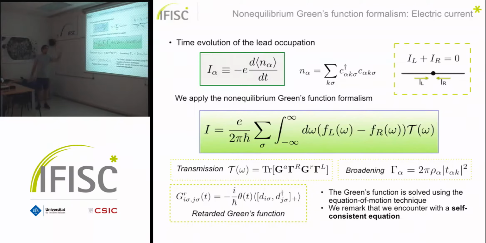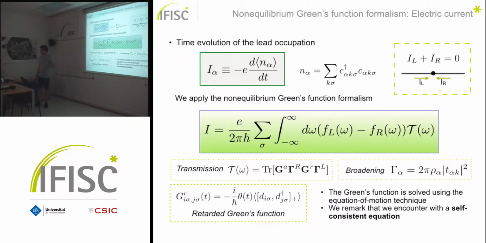With this, we try to compute the electric current. The electric current is defined as the evolution of the occupation in one of the reservoirs. We have chosen the left one, but anyway, the sum of both is equal to 0 due to Kirchhoff. Applying the Green's function formalism, which I'm not going to show in detail, we find this expression, which depends on the difference between the Kondo of the quantum dot, and this transmission, which depends on one function called the retarded Green's function.